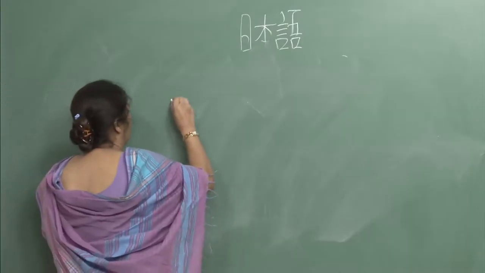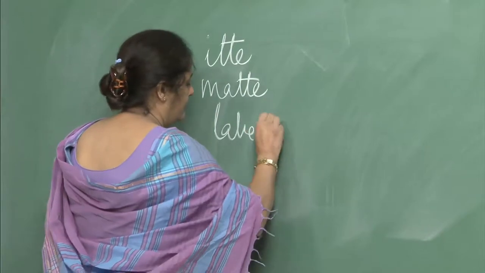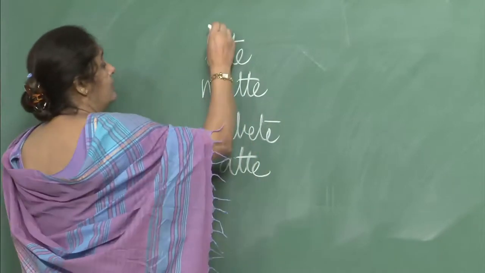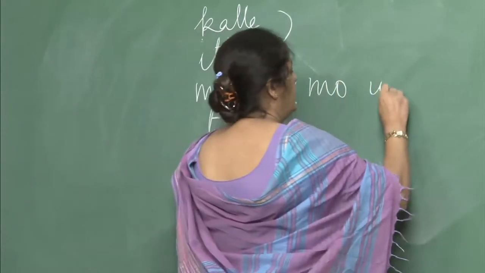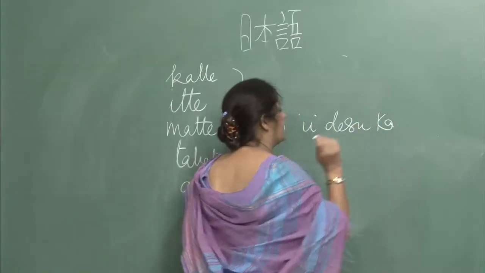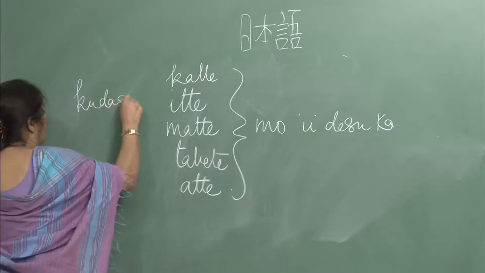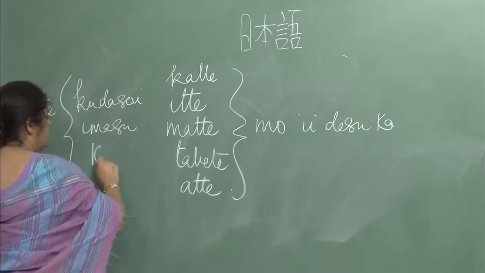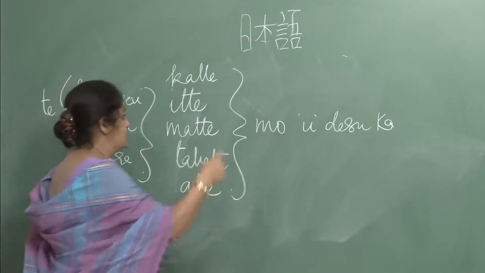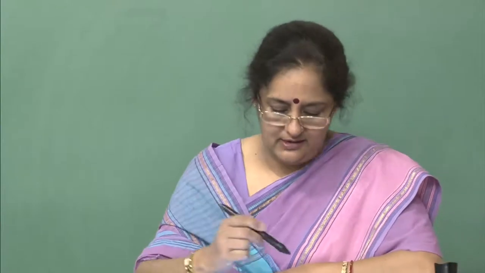Verb in te form: itte, matte, tabete, atte, katte, plus mo ii desu ka is what we want to practice. The te form you have done with kudasai, te form with imasu, kara, we just did in our exercises. So, the same te form is over here: verb in te form plus mo ii desu ka. Now, practice using this te mo ii desu ka. You can see it very clearly from here.